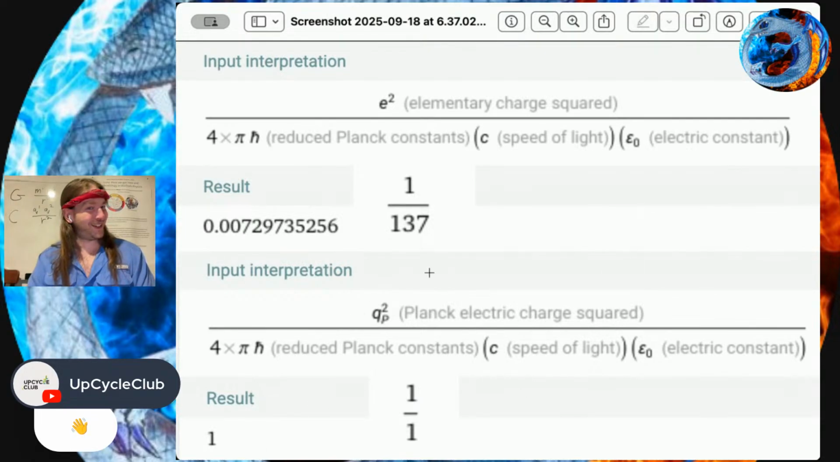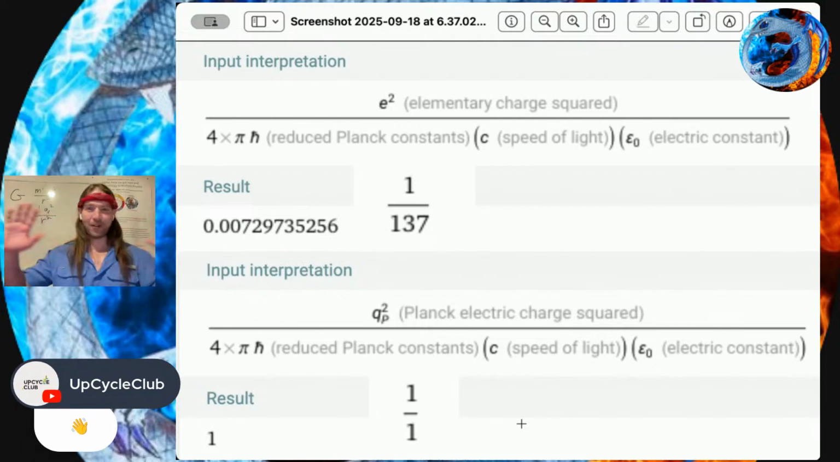Why would the Planck charge put in this come out to be the strong force? Now, simple numerology. It's just a coincidence.